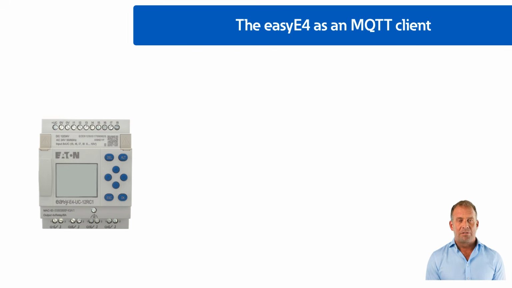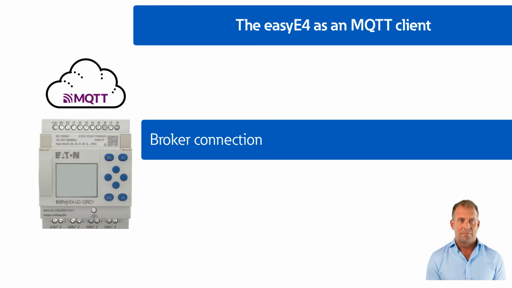Now we know how MQTT works in principle. Let's now take a look at how this principle is implemented in the easyE4. The easyE4 already comes with an MQTT client starting with firmware version 2.40. No additional device is required. At the start, the connection to the MQTT broker is set up in easySoft. This defines where the broker is located and how the easyE4 connects to it.